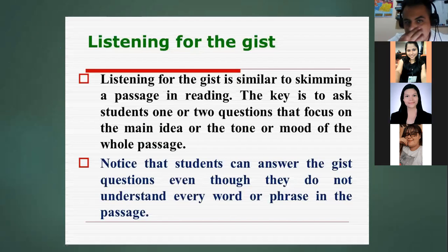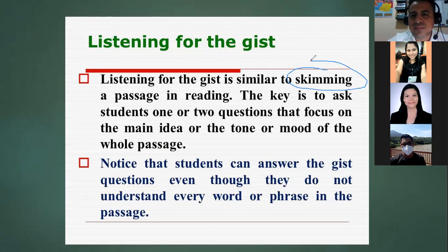Okay, so here's an example. When you listen for the gist, listening for the gist is similar to skimming a passage in reading. ¿Se acuerdan esa habilidad? ¿Se acuerdan que hicimos skimming and scanning? Right? For the reading? Okay. So skimming was looking for the main idea. It's the same. Okay. So gist and skimming is the same. Okay. The key is to ask students one or two questions that focus on the main idea or the tone or the mood in the whole passage. Okay. All right, very good.